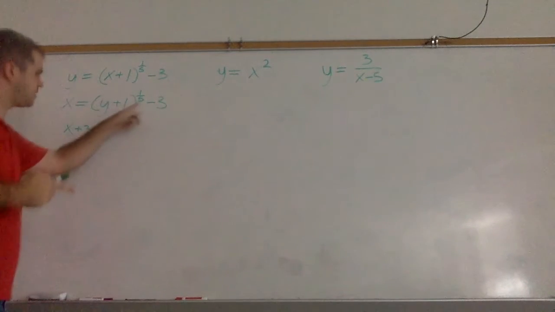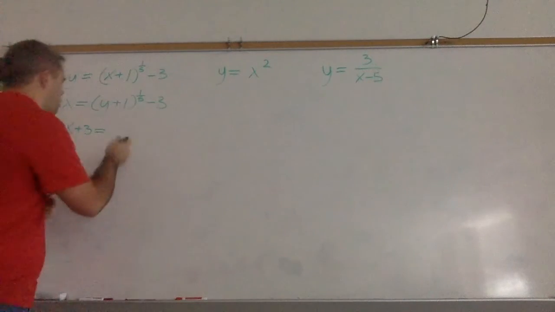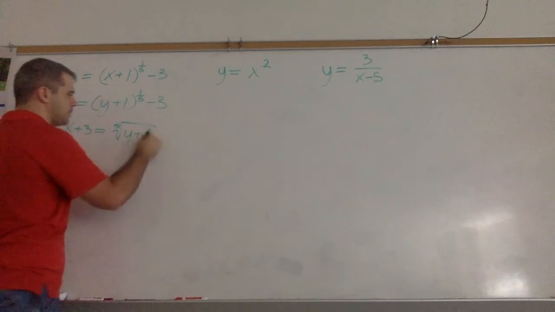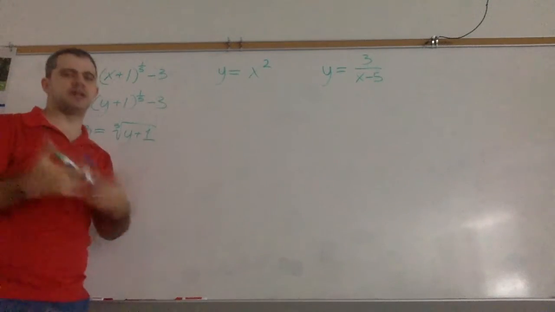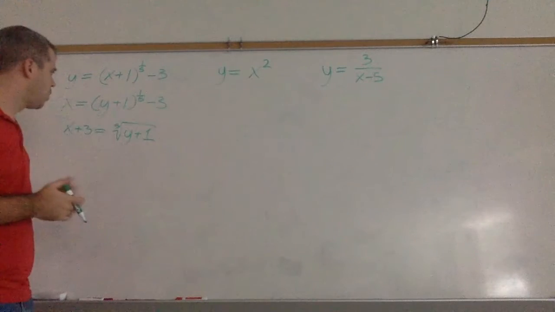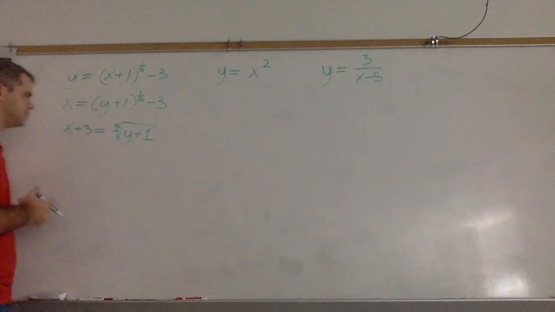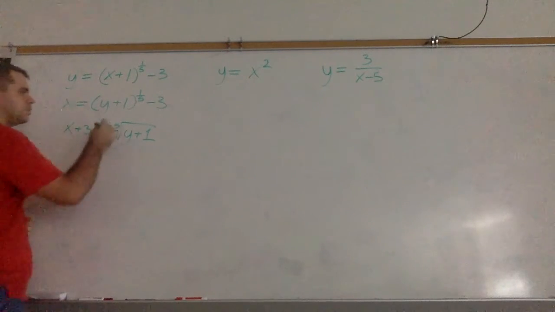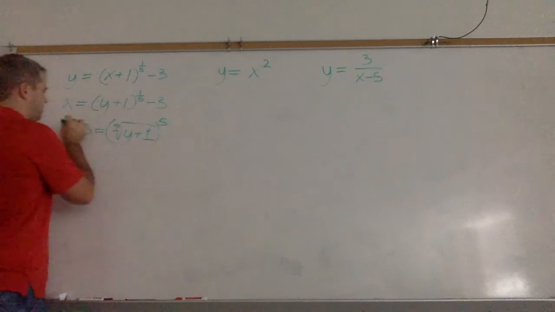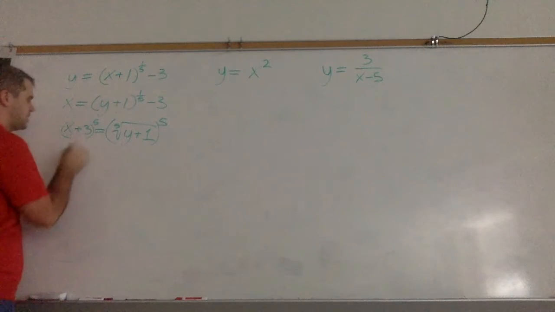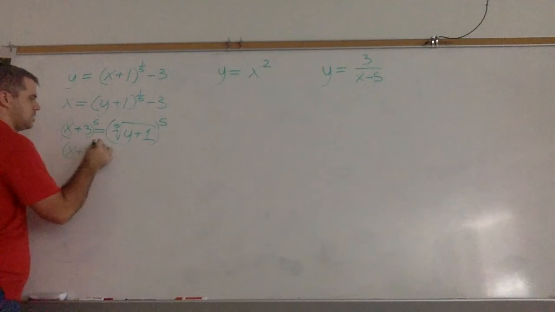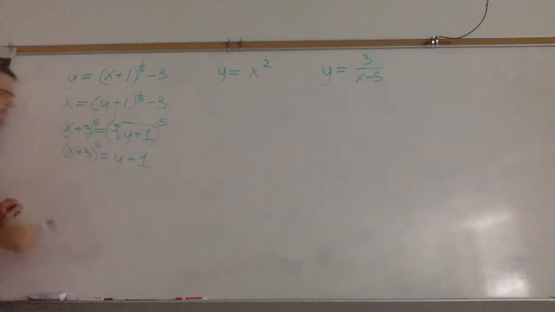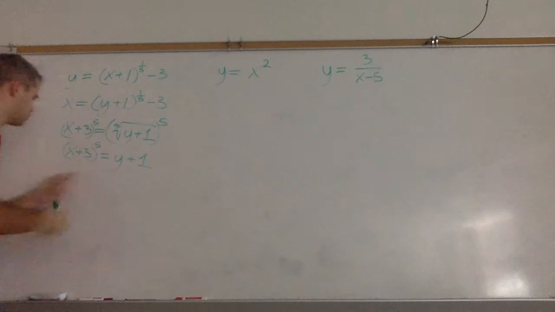I'm also going to rewrite this just so you maybe understand a little better what's going on here, that this is a fifth root. We're going to talk a lot more about exponents at a later date, but for now, just know that 1/5 power is the same as fifth root. Well, how do we undo a fifth root? Well, we're going to take the fifth power on both sides, x plus 3 to the fifth equals y plus 1. And then finally, subtract 1.